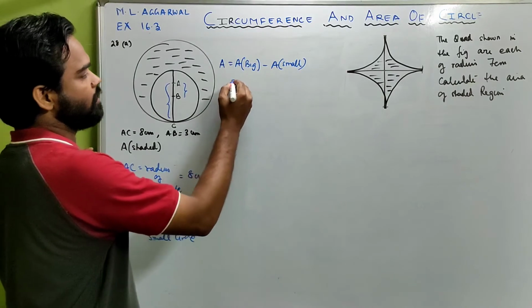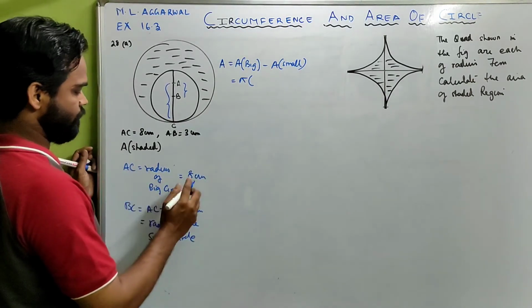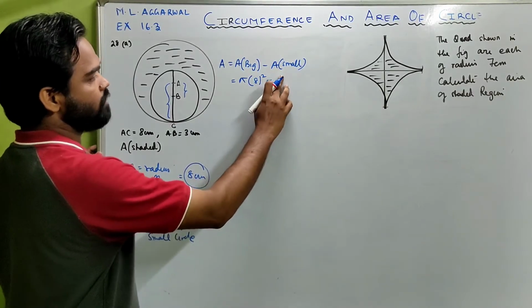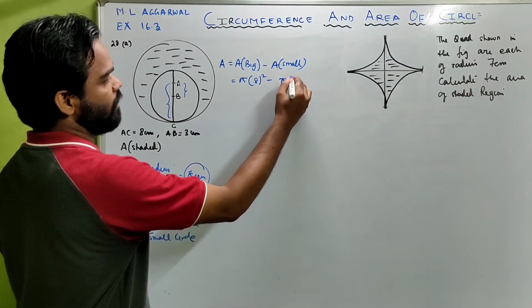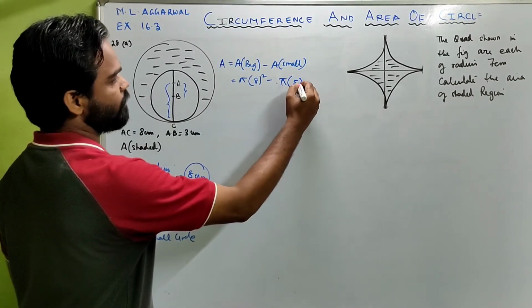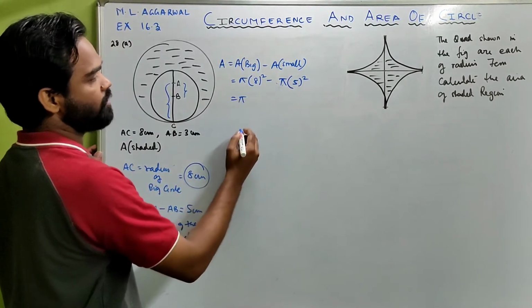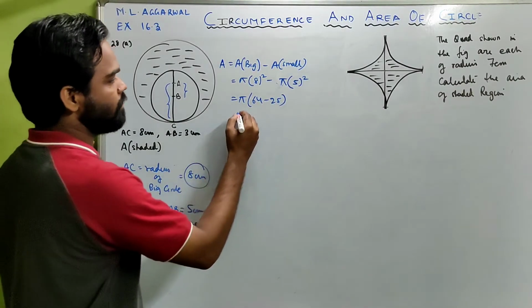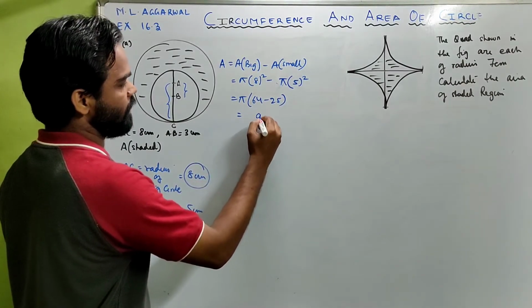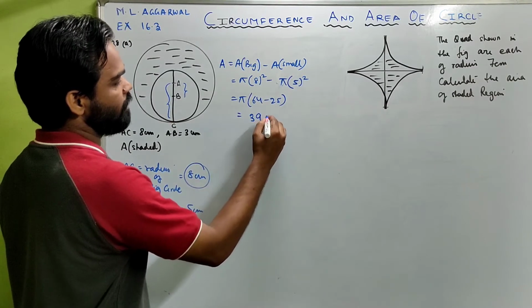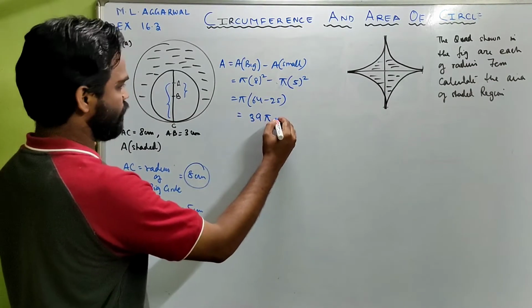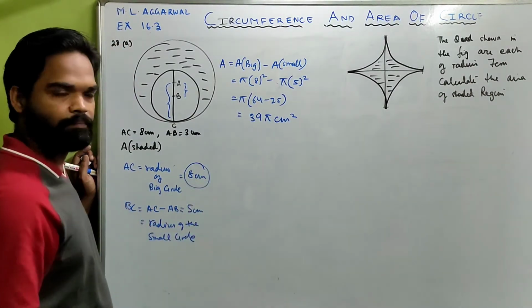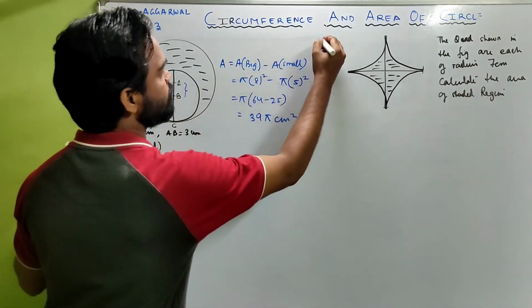The area of the big circle is pi r square. R is what? 8 square. Area of the smaller circle is pi r square, that's 5 square. So pi taken common, 64 minus 25, isn't it? Okay, so this becomes 39 pi, isn't it? You put the value of pi and get the answer. Done.